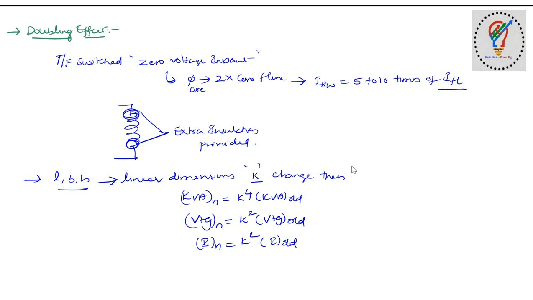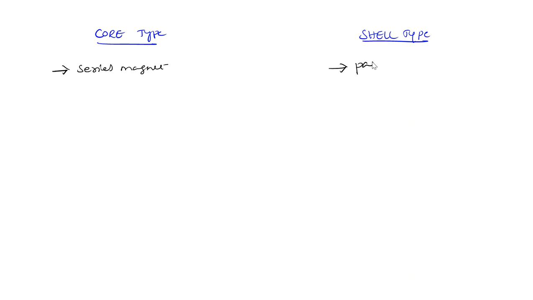Next, we'll compare the core type and shell type transformers. So let me take the next page here. Now let's discuss the difference between the core type and shell type transformer. Here I will take core type, and here I will take shell type. I will not discuss all the points, only the important ones. Core type acts as a series magnet, and the shell type acts as a parallel magnet here.